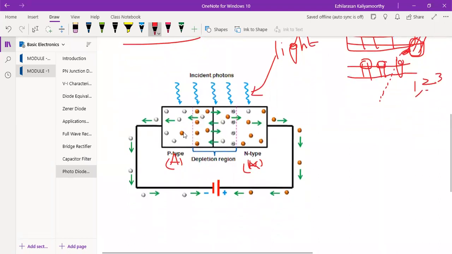So normally what happens during the reverse bias condition? In the P type, the minority carriers are electrons, right? In the N type, the minority carriers are holes. They will slowly move, and that produces a reverse current. Correct. So now what do we need to do here? We need to generate more minority carriers in the P type as well as in the N type. How can we generate them?